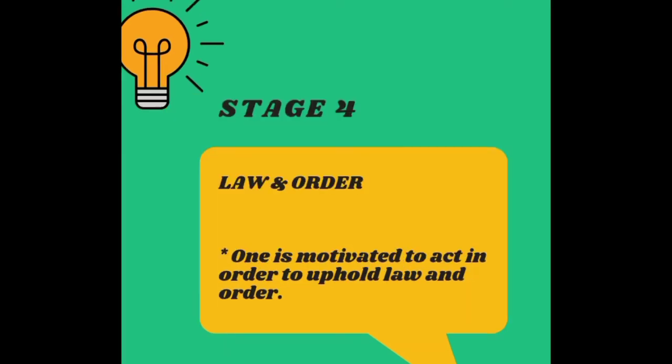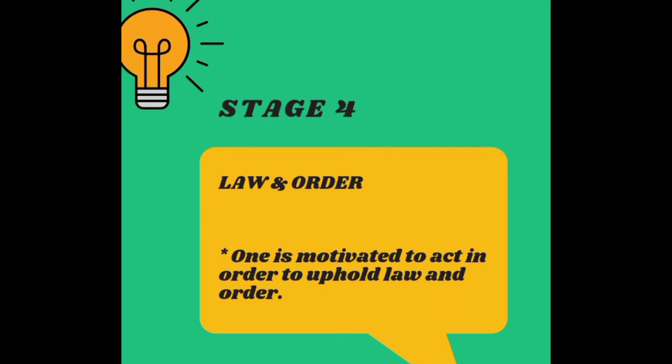So next we have stage 4, law and order. Remember that we are still in level 2, the conventional level. So proceed. Law and order. One is motivated to act in order to uphold law and order. The person will follow the law because it is the law. Period. Masabton raman siguro ang law and order, no? Murag dali raman siya sabton.